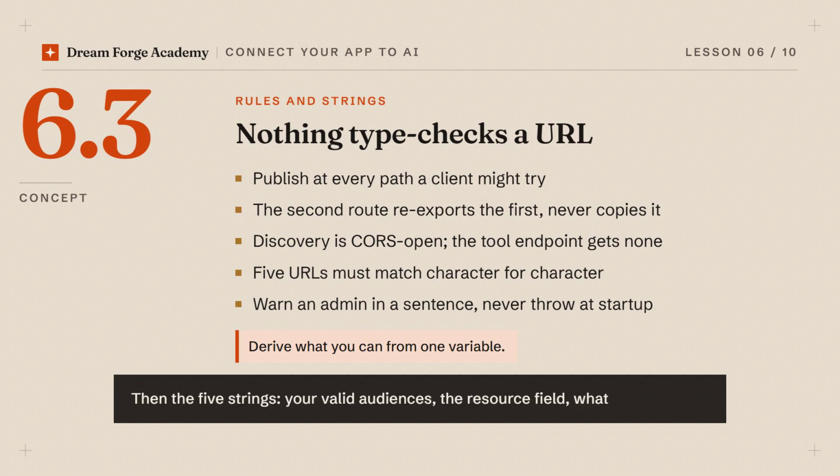Then the 5 strings: your valid audiences, the resource field, what your verification insists on, what the person pasted, and your public address. A mismatch shows up only on the first tool call. Warn an admin in 1 sentence. A startup throw runs during the build and takes the whole app down.